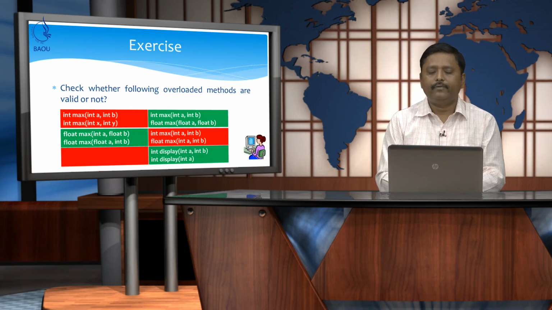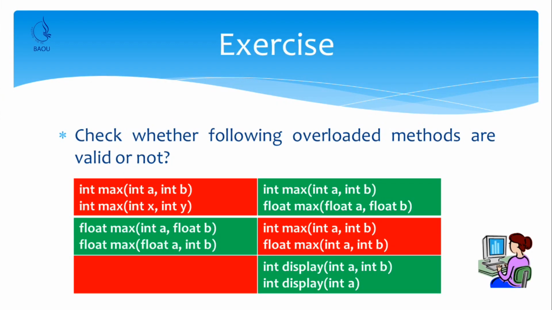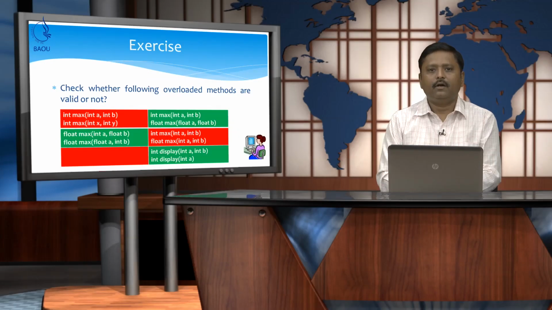The last definition we see is a display which takes 2 parameters in the first case and 1 parameter in the second case. So, this is, you can say, valid because the parameters are clearly different in number. So, the compiler can easily determine. So, I hope you understand how method overloading works.